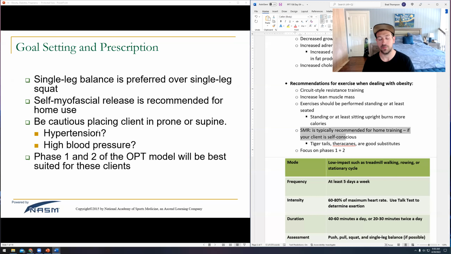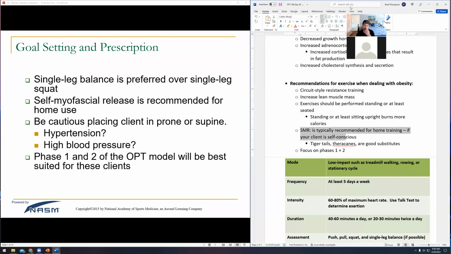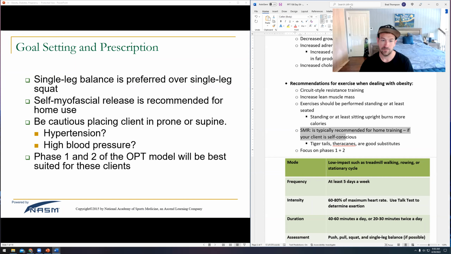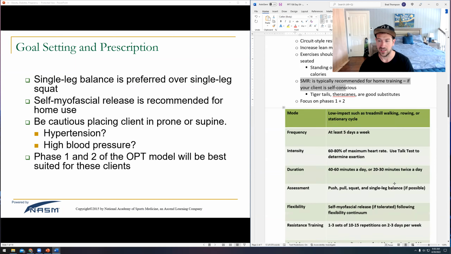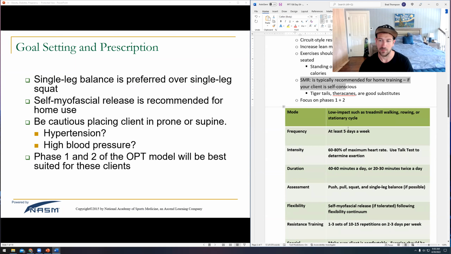And then be cautious of placing your client face down or face up because oftentimes, if they're obese and don't have any problems with blood pressure, then it's fine. You can bring them face down, you bring them face up, don't worry about it. But one of the things we're going to see tomorrow when we look at hypertension, high blood pressure, is that it's really important to keep your client's head upright. Bringing them down, bringing them up can cause them to get dizzy, and we don't want to do that. So we need to be aware of that because that is common amongst clients who fall into the obesity category.